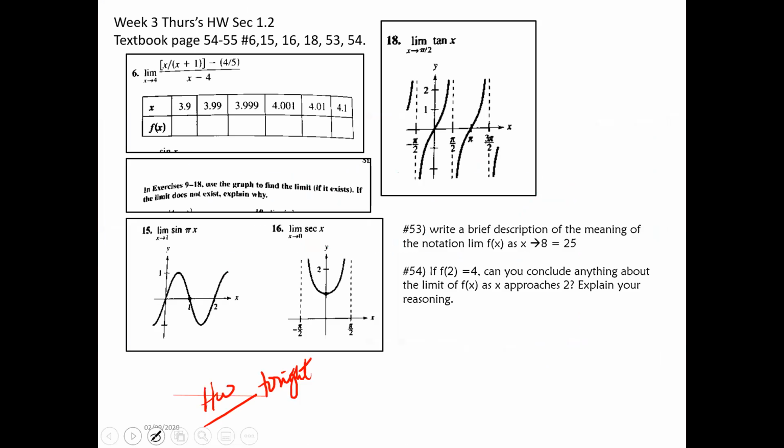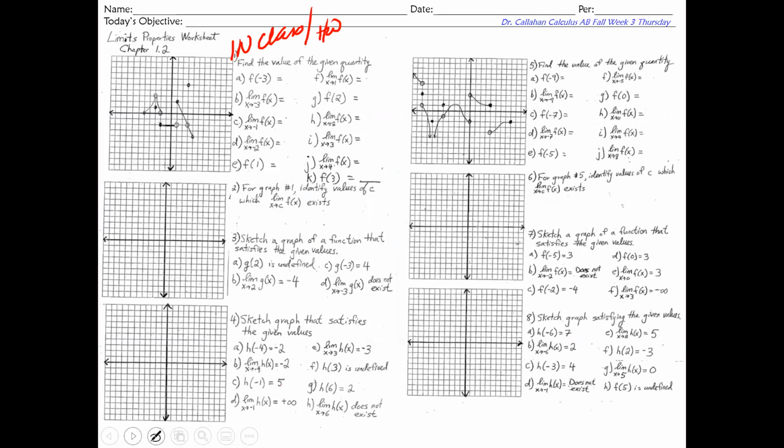So let's take a look at your guided notes for today. Turn over to week 3, Thursday. Here are some extra practices for you guys. This is the one where you're doing the reverse of the limits. Last time we talked about this, I gave you the graph and you told me what the limit is. So today we're going to do the reverse of that.